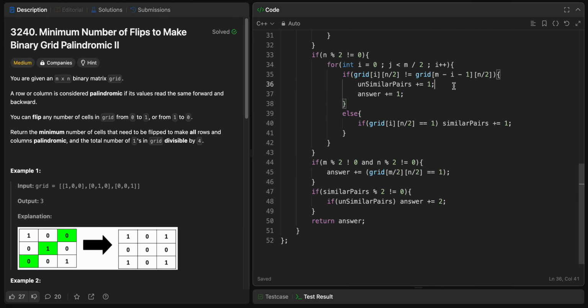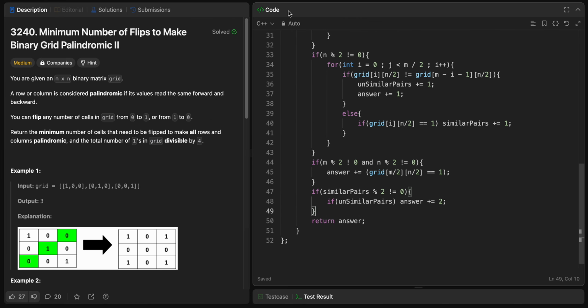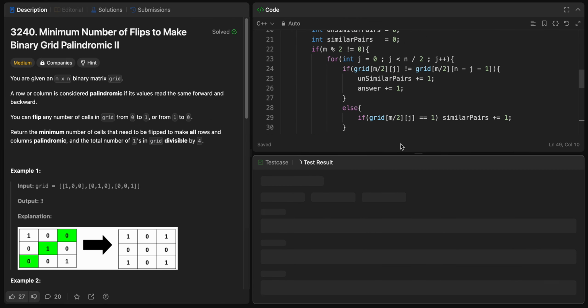So if there are unsimilar pairs, I'll just make sure that to get a fruitful answer, in the unsimilar pair, 0 will be converted to 1, and only one pair, and remaining everything would be 0 only. But if there are no unsimilar pairs, then obviously there's nothing to do but convert these two ones into zeros. So in this case, I'll just return my answer.